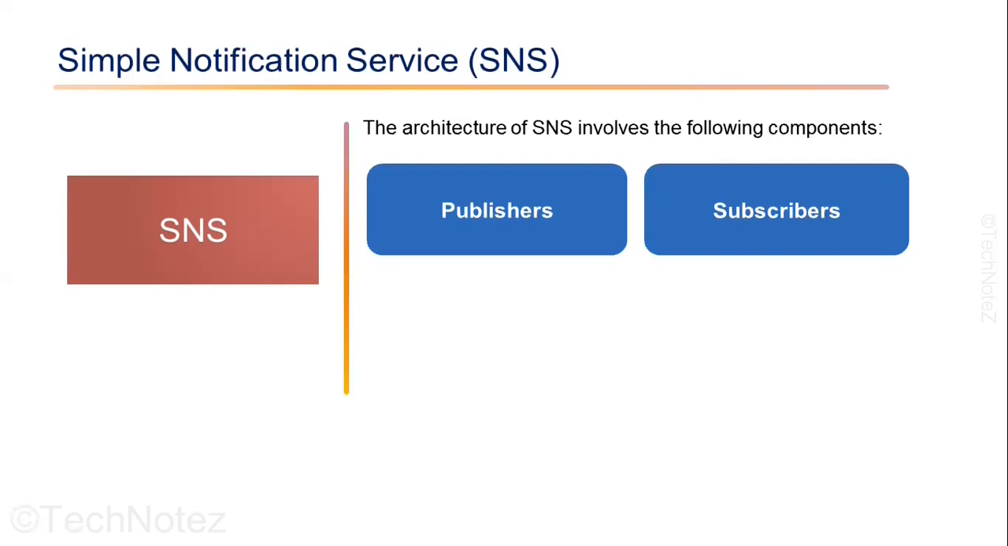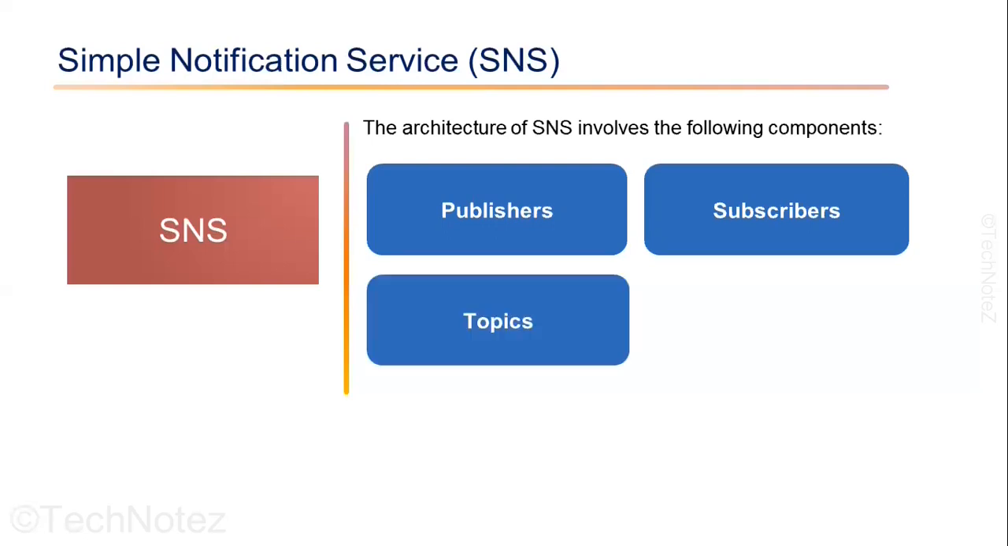SNS supports a variety of subscription types including email, SMS, HTTPS, AWS Lambda, and mobile push notifications. Additionally, SNS provides a feature called message filtering that enables subscribers to receive only the messages that are relevant to them based on the filtering criteria. This helps the user filter the messages that they want to receive.